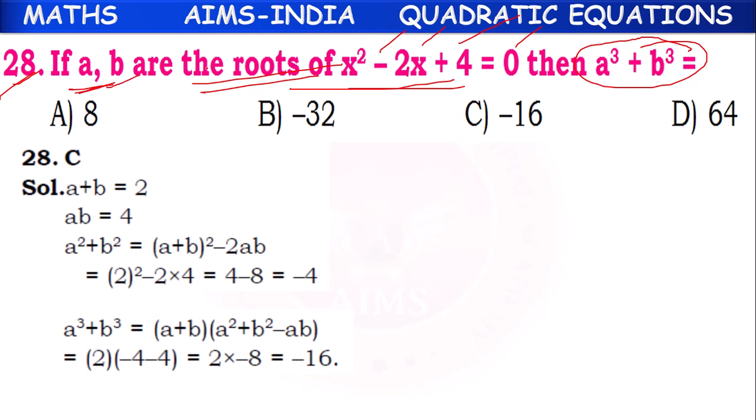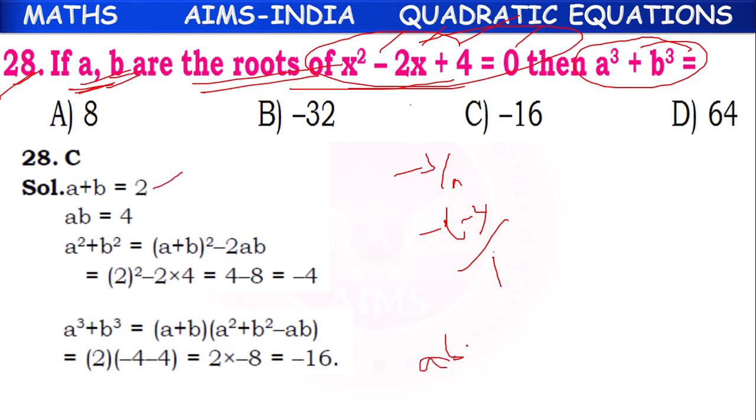So if α and β are the roots of this equation, then α³ + β³ is how much? If α and β are the roots, then α + β will become −b/a, which means minus of −2 by 1, which is equal to 2. And αβ, the product of roots, equals c/a, where the constant is 4 and the a value is 1, so 4 by 1, which is equal to 4.